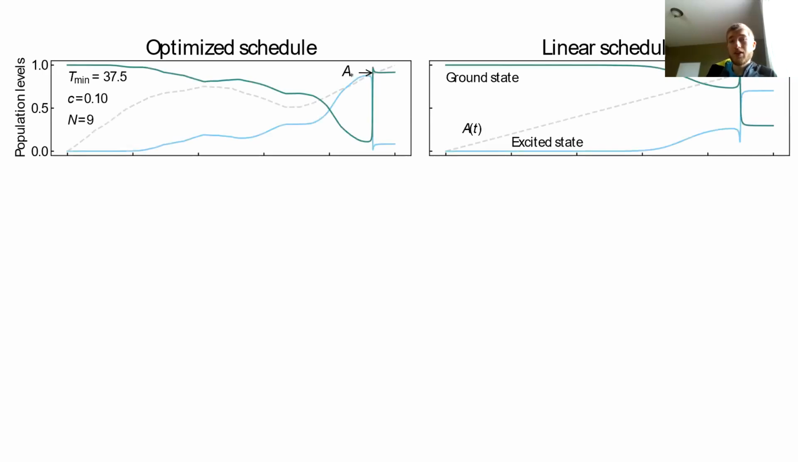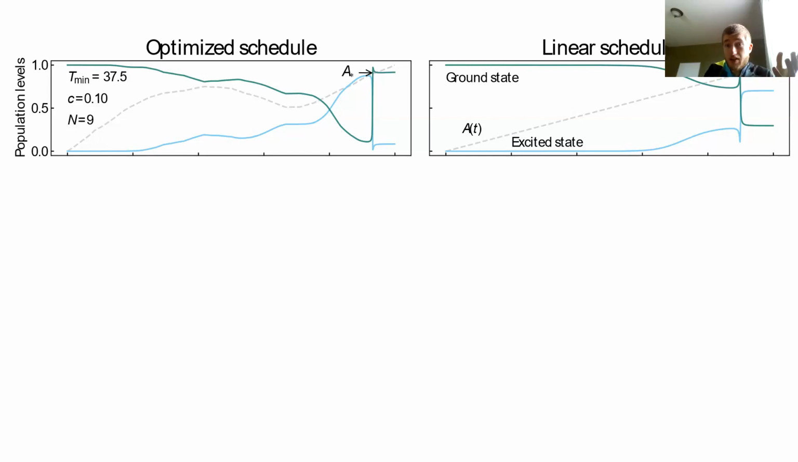So we see here, when I put this data up, that two very different things happen with the population levels. Here I put some data on the side just to give you the idea. This is for the n=9 case. The dashed gray line is the function a of t for both cases, linear on the right and optimized on the left. And this a star is again this a star from before. And this is why I was saying this is not dependent on system size, at least at this order.